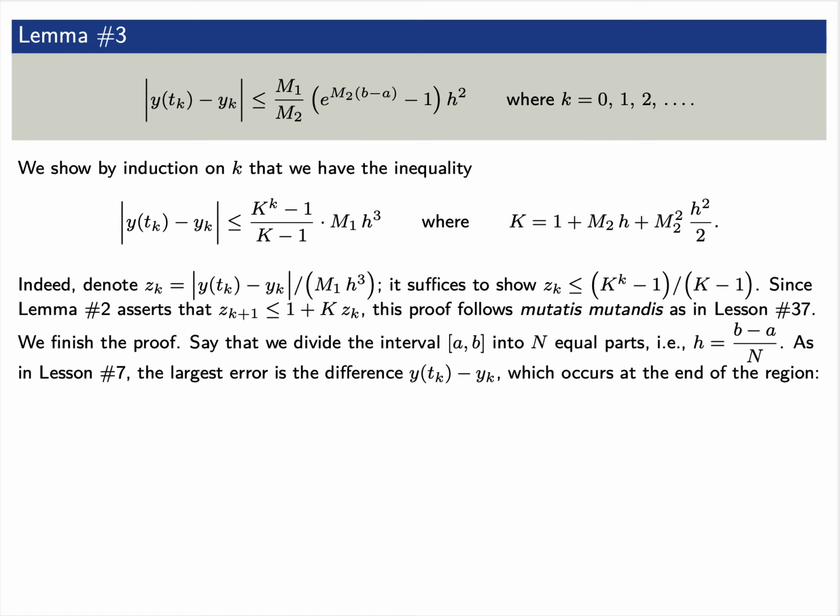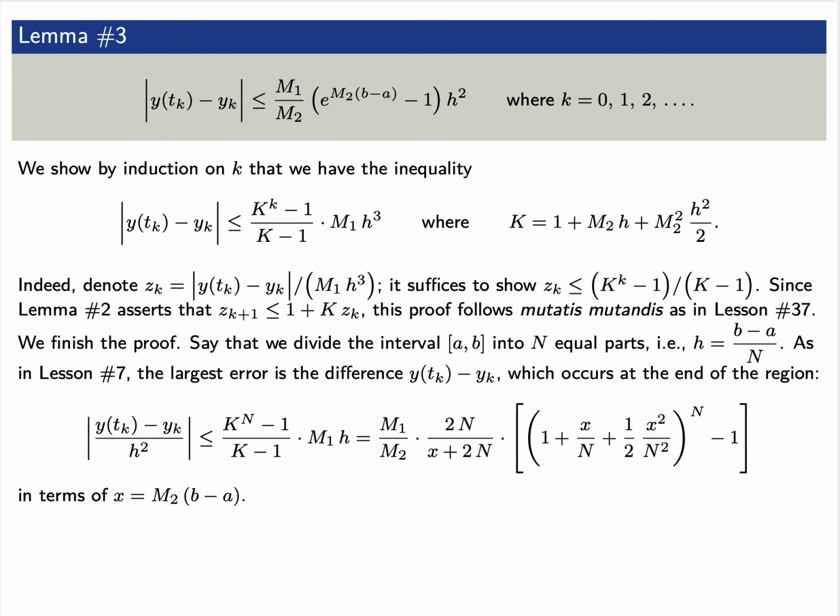Say that we divide the interval from a to b into capital N equal parts. That is, our step size h will be b minus a divided by capital N. As we found in lesson number 37, the largest error is just going to come from the difference y(t_k) minus y_k when k is equal to capital N. So we have the following inequality when k is equal to capital N. We can express this in terms of an expression involving x, which is m sub 2 times b minus a.